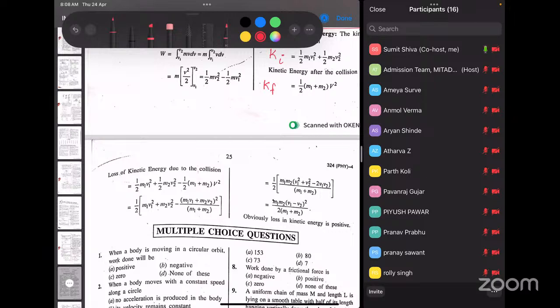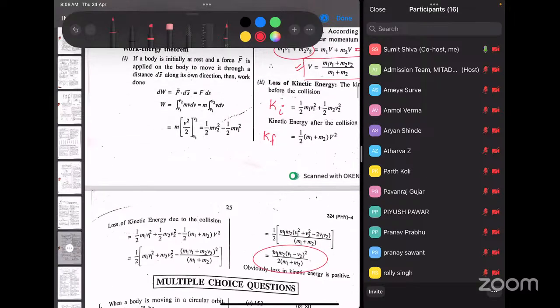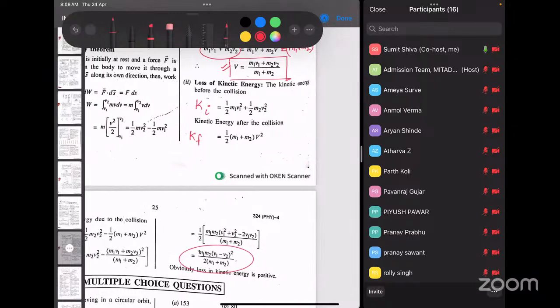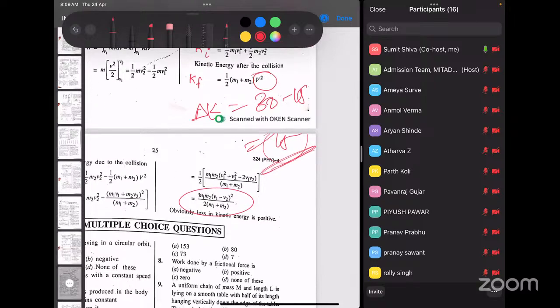On simplification, you will get the final result like this, but I'm not interested in the result. If I am given the data m1, v1, m2, v2, I can find the numerical value of v. And if I know the numerical values, I will just take the loss delta K numerically, like 30 minus 15 will be 15. That is far easier for me to calculate than remembering it in this form. Are you getting what I'm saying?